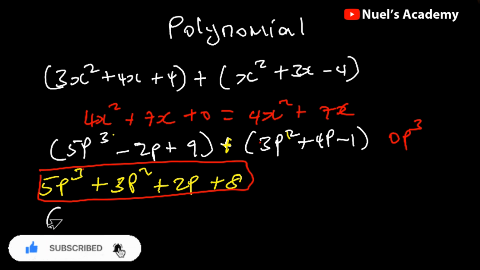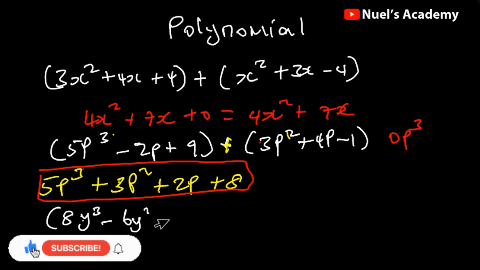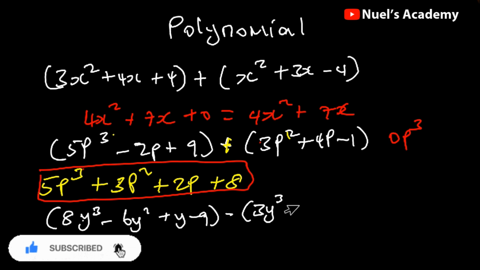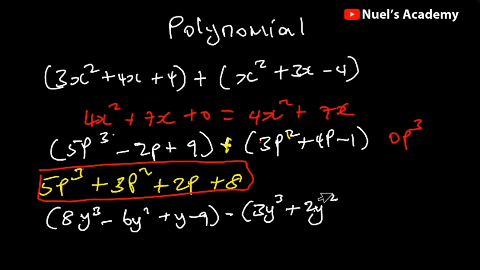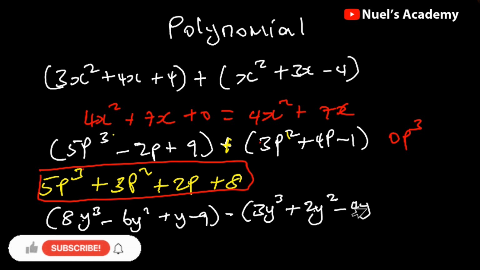So let's subtract these polynomials. We have 8y raised to the power 3 minus 6y squared plus y minus 9, minus 3y cubed plus 2y squared minus 4y plus 1. So let's perform this operation we're given here.